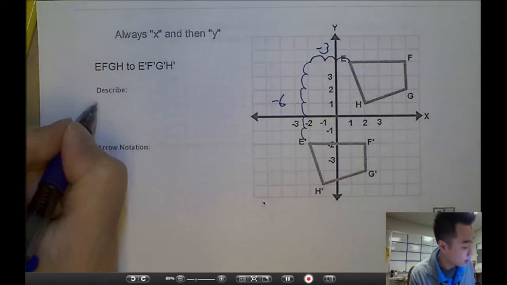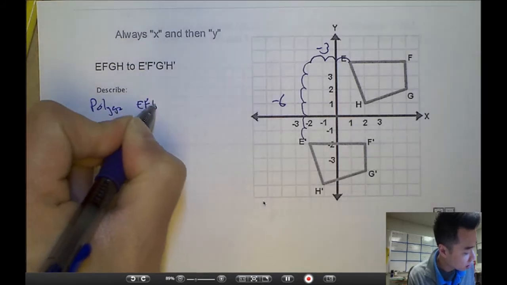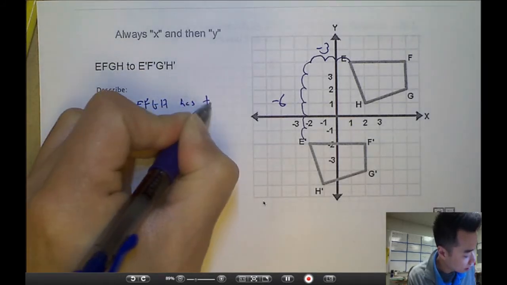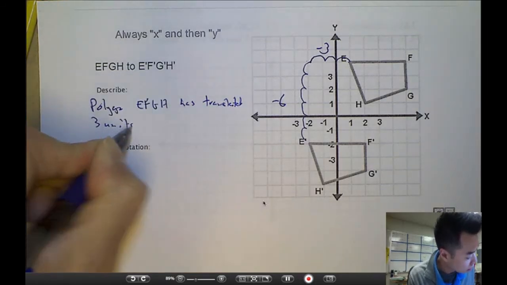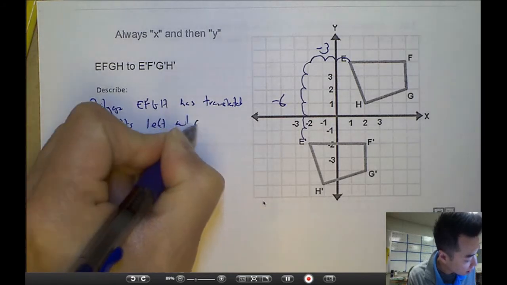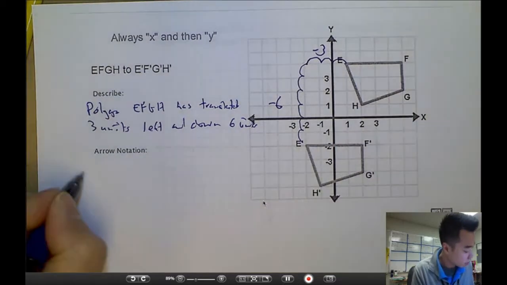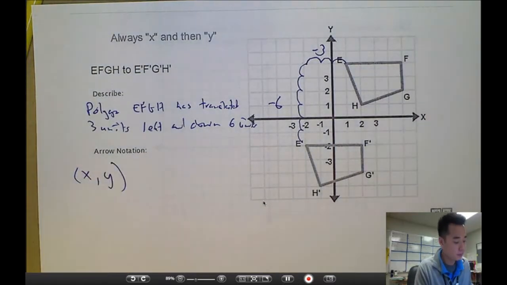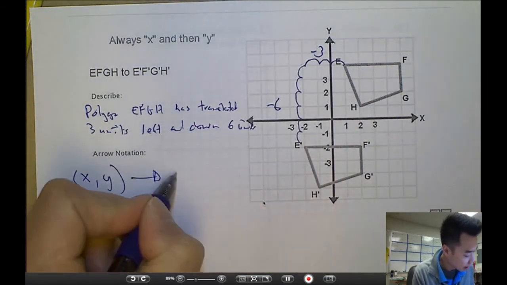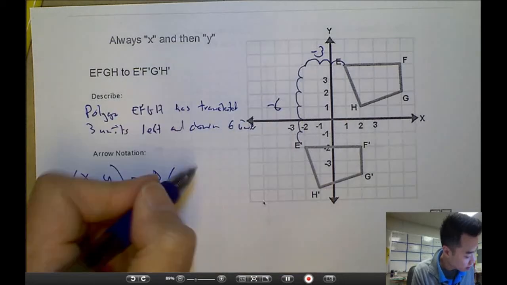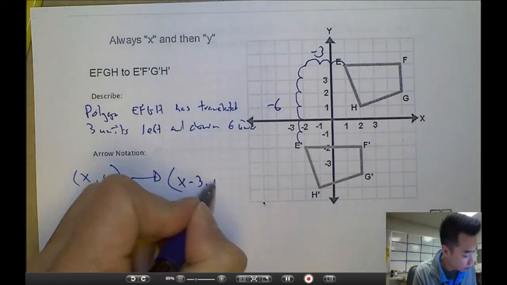So we can describe this. Polygon E, F, G, H has translated 3 units left and down 6 units. Arrow notation, start with my X, my Y, because each of these have an X and a Y, and what's going to happen to each of the X's, to the left 3 units, is X minus 3, and down 6 units, Y minus 6.